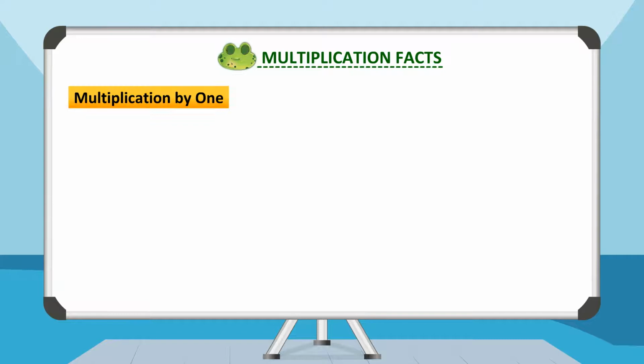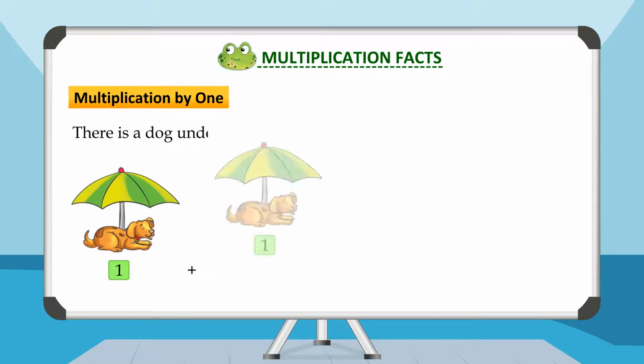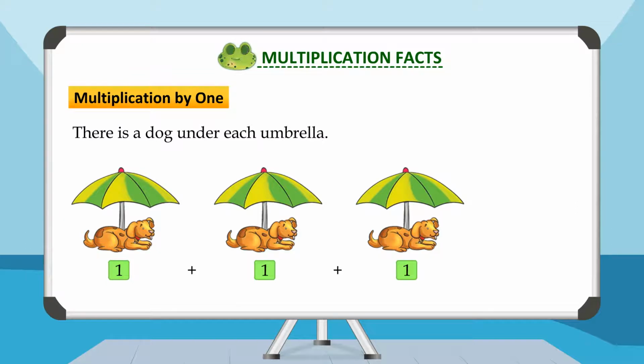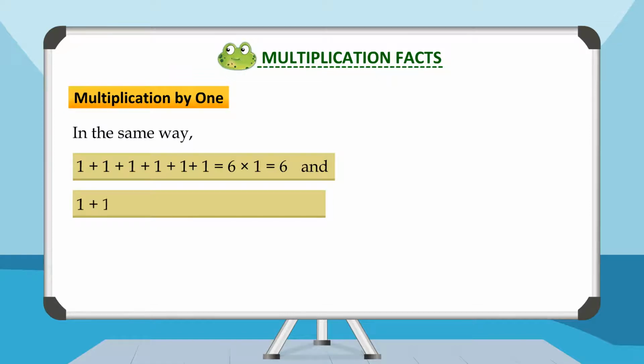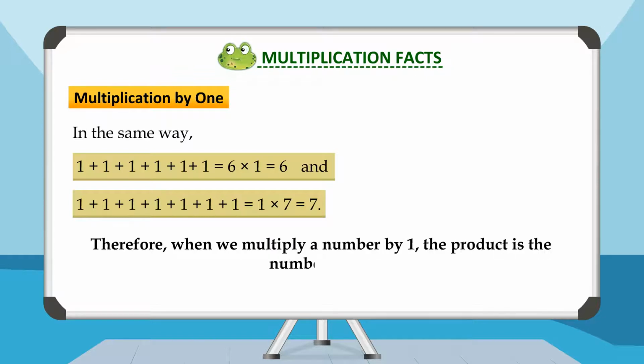Multiplication facts. Multiplication by 1. There is a dog under each umbrella. 1 + 1 + 1 is equal to 3 × 1, which is equal to 3. In the same way, 1 + 1 + 1 + 1 + 1 + 1 is equal to 6 × 1 is equal to 6, and 1 + 1 + 1 + 1 + 1 + 1 + 1 is equal to 7 × 1 is equal to 7. Therefore, when we multiply a number by 1, the product is the number itself.